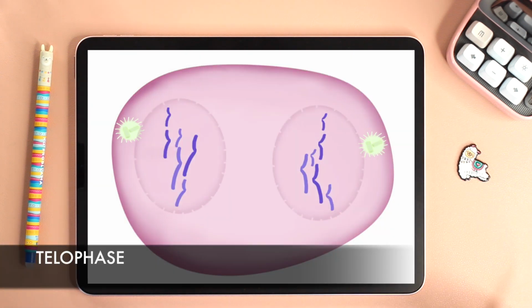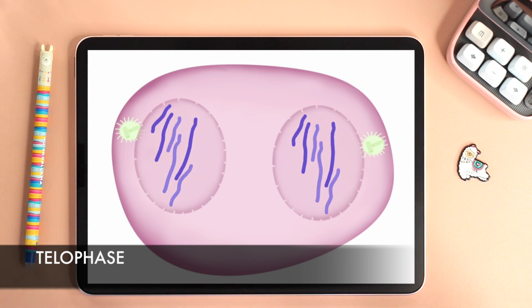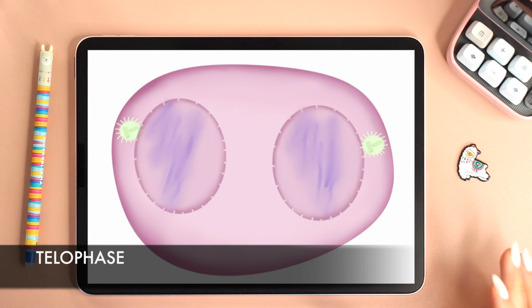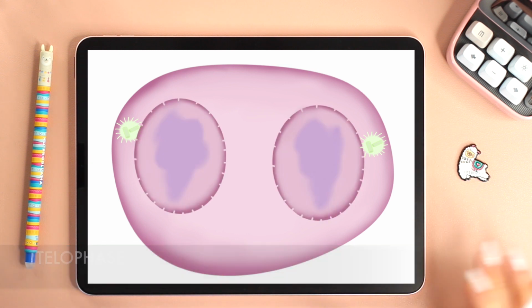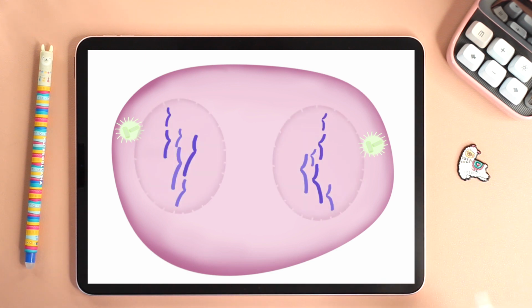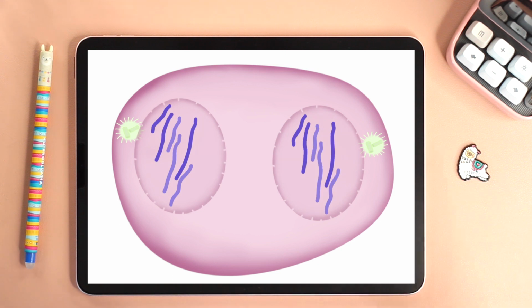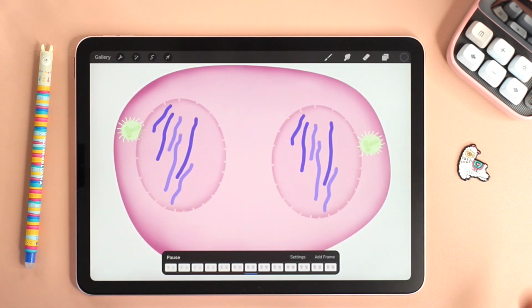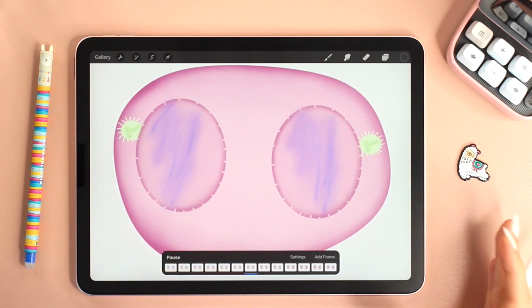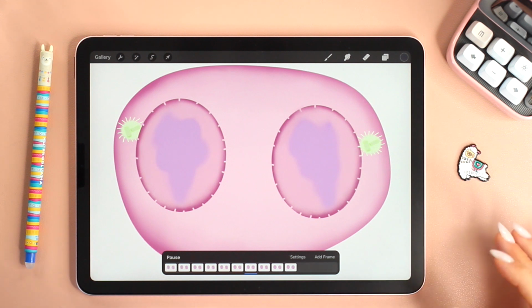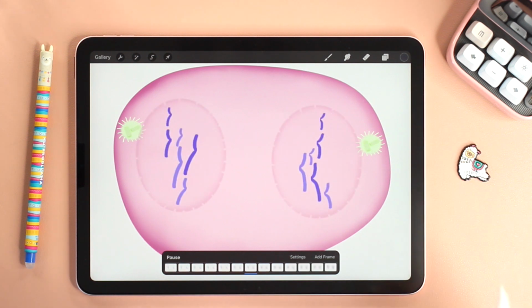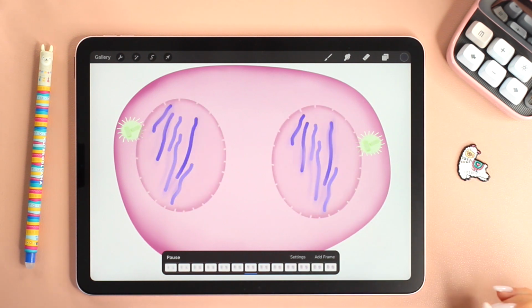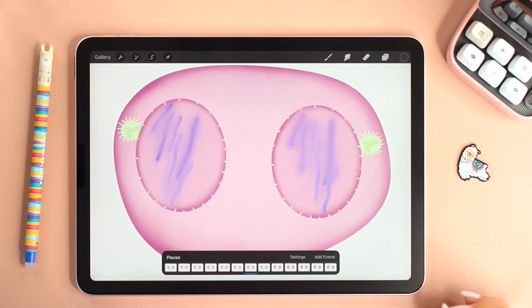Finally, the last stage is telophase. In this phase, everything we mentioned in prophase will be reversed, meaning the chromosomes loosen up. They become chromatin again, and we can't see them again under the microscope. The nuclear envelopes, they reappear. So mitosis ends here. What will happen next, which is the actual splitting of the cell into two, is cytokinesis.